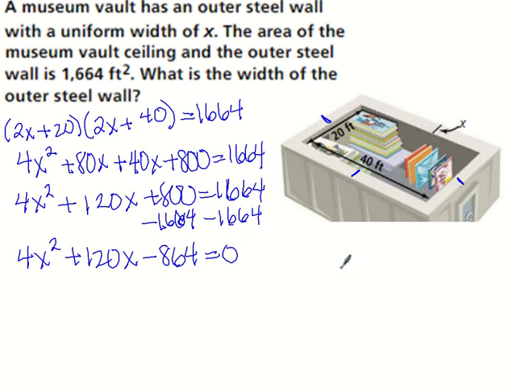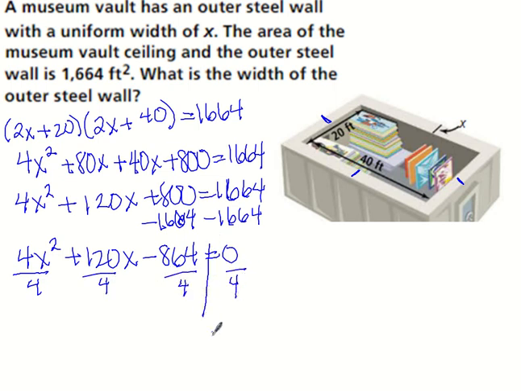So now we're going to need to factor this. One thing that I do notice is that I'm going to clean this up because this is divisible by 4. This number is divisible by 4. This number is divisible by 4. And this number technically is divisible by 4. So to make it simpler, we are going to take out a common number and divide all of these by 4.